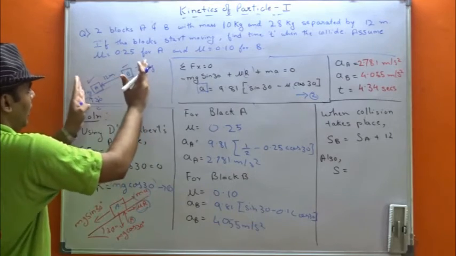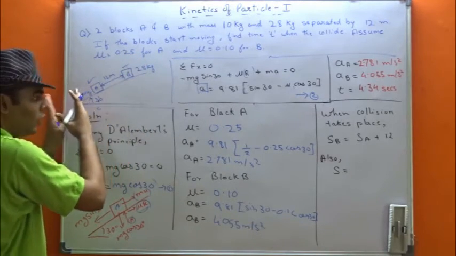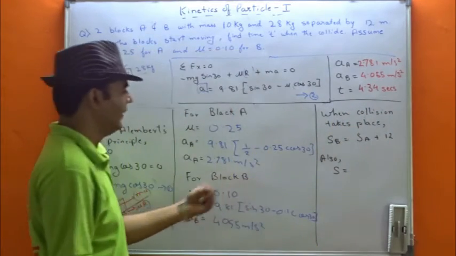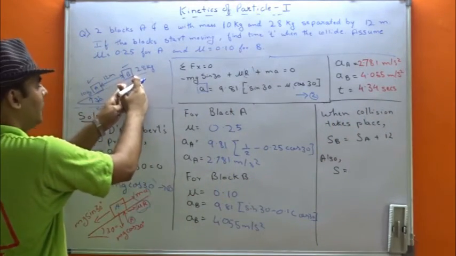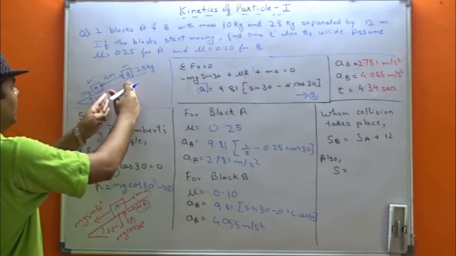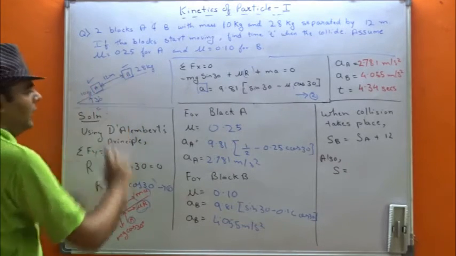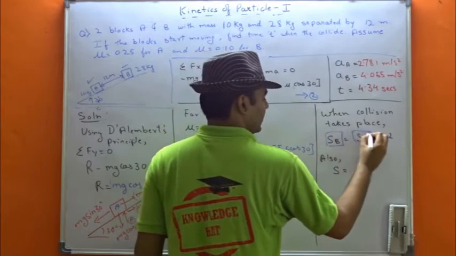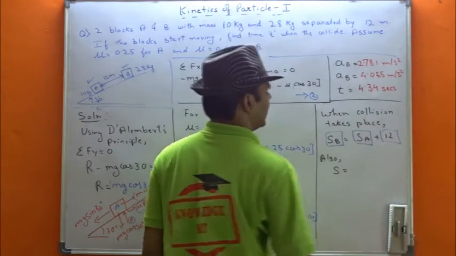Now these blocks, after traveling some distance, will collide. When the collision takes place, the distance traveled by block B would be 12 meters more than block A, because they are separated by 12 meters. So this is what we have written here: distance traveled by B would be distance traveled by A plus 12 meters.